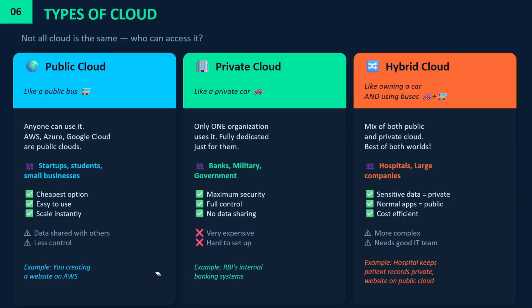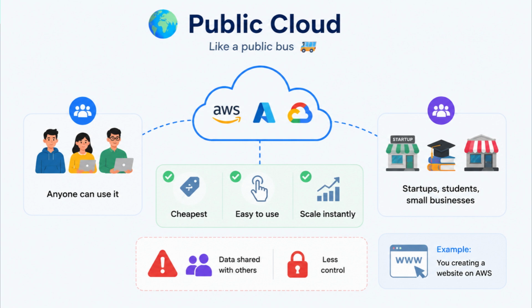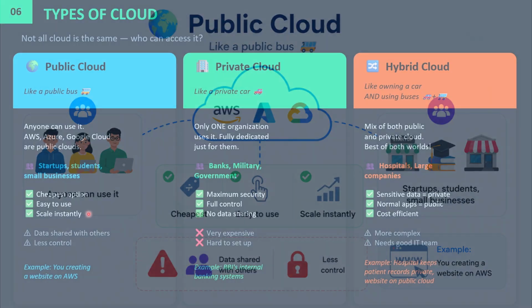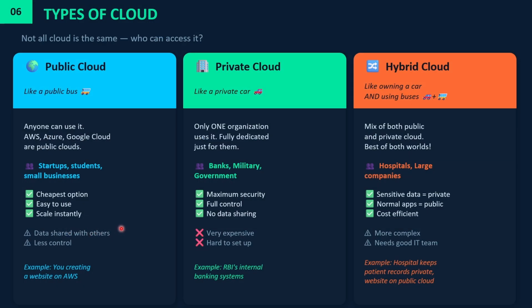That's cool, right? So we have different types of clouds. The public cloud is like a public bus. Anyone can use it. AWS, Azure and Google Cloud are public clouds. Startups, students and small businesses mainly use public clouds, which are the cheapest option, easy to use and scale instantly. The drawback is that data is shared with others and you have less control. For example, if you create a website on AWS, the infrastructure is shared and you have less control.